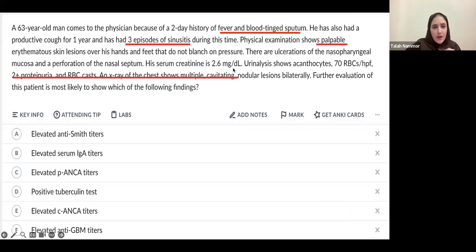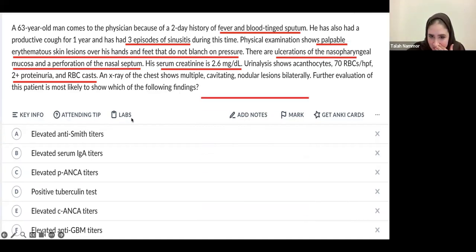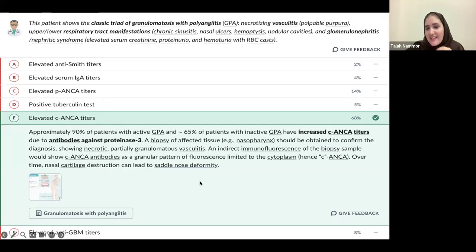The serum creatinine is 2.6. So we have some kind of kidney dysfunction, all right? And we have proteinuria and RBC casts. So we have the triad, guys: nasopharynx, lungs, and renal. So what do you guys think? Right, it is granulomatosis with polyangiitis because we would see the C ANCA titers elevated.